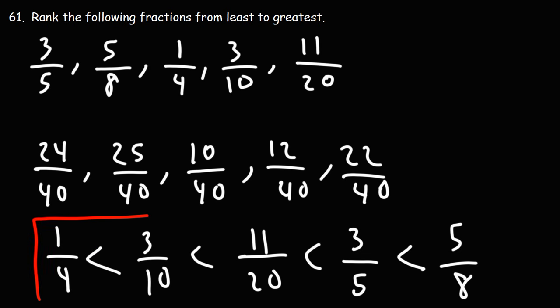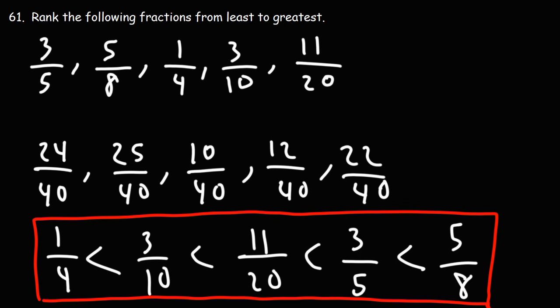So this is the answer. That's how we could rank the fractions from least to greatest. 1 over 4 has the lowest value. 5 over 8 has the highest value.